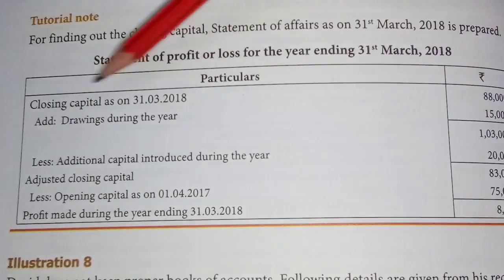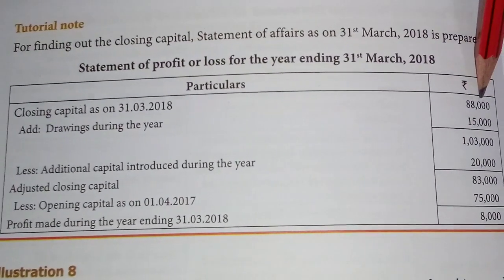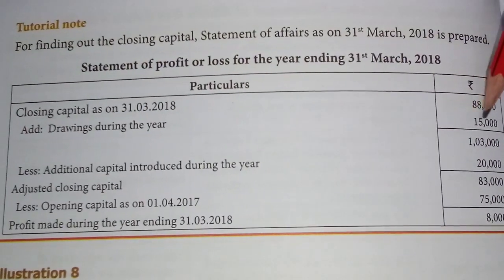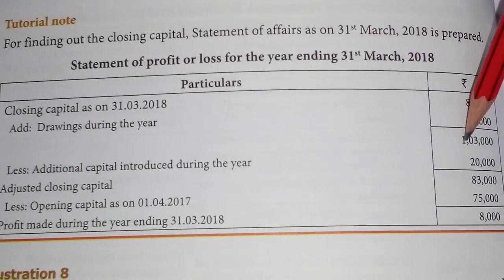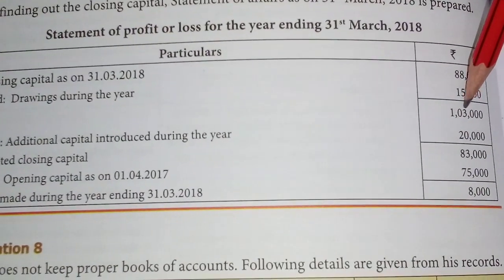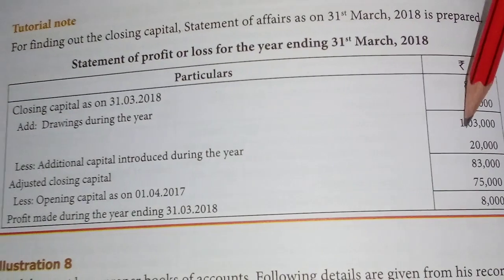First one, closing capital. No need to write the date. Closing capital 88,000. Add drawings, only drawings is enough, 15,000. So draw a line and write the amount here. 8 plus 5, 13. Balance 1. 9 plus 1, 10.